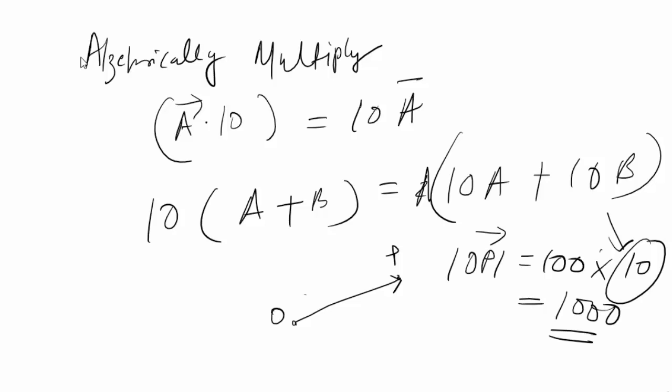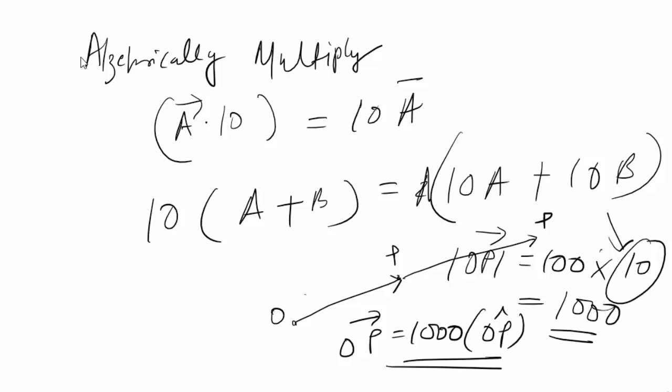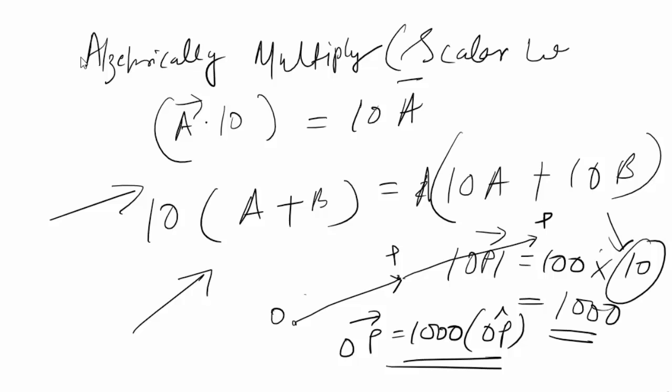it will remain the same. So this vector can be drawn like this, or it can be extended further, so it will become the OP vector with a magnitude of 1000, but the direction, or the unit vector in the direction, will remain the same. So that's how a scalar multiplication on the vector will act. You can multiply a scalar with a vector.